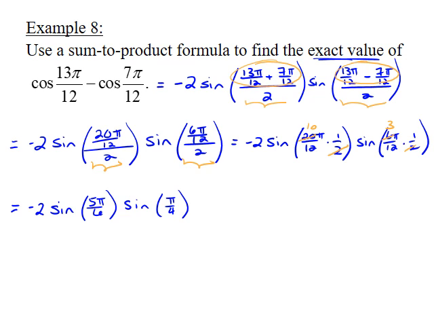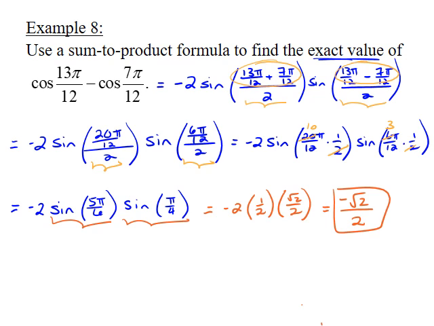Now we need to evaluate sine of 5 pi over 6 and sine of pi over 4. Hopefully you can identify what those corresponding ordered pairs are and evaluate these trig values. So I have -2 times a half, because sine of 5 pi over 6 is a half, and sine of pi over 4 is √2 over 2. This all reduces to -√2 over 2 for the final answer. And that's it.